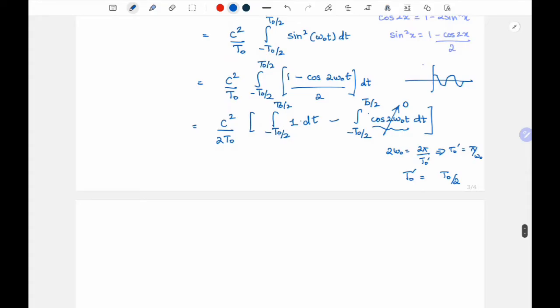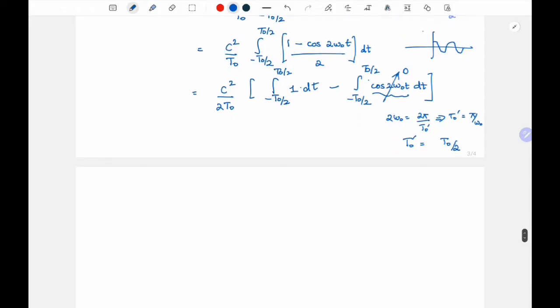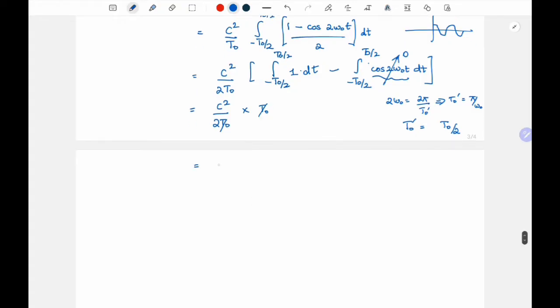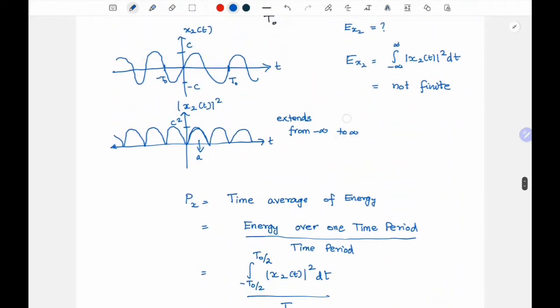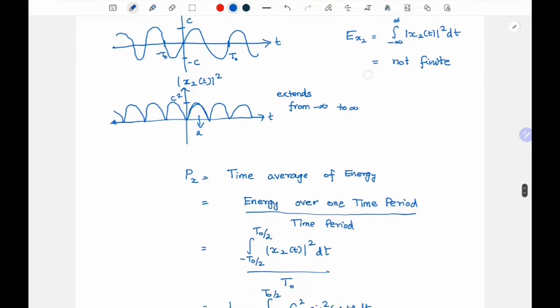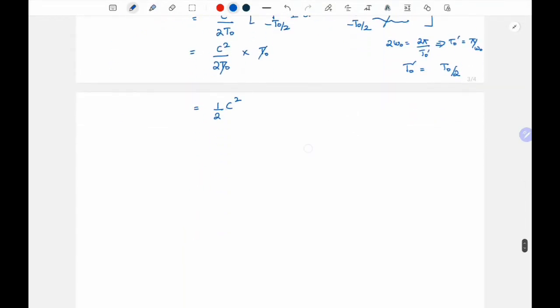So this is simple. The integral of 1 dt will give you t itself, and from minus t naught by 2 to t naught by 2 will just be the addition of the limits, so it will give you t naught. So this is c square by 2 t naught into t naught. So t naught cancels, and we get half c square. So we found the power of a simple sinusoidal signal with amplitude c. And it is half into the amplitude square, right?